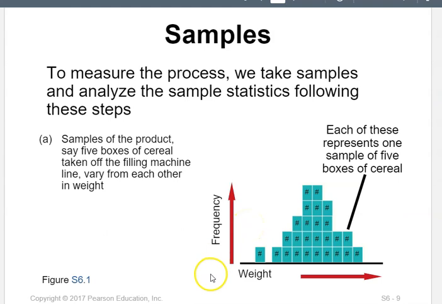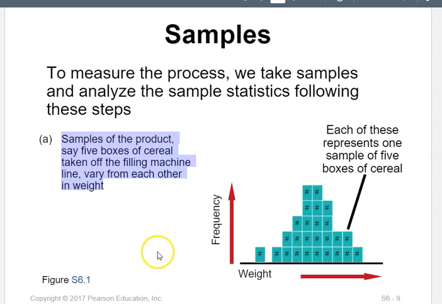So, to measure the process, we take samples, right, and analyze the sample statistics following these steps. Samples of the product, say 5 boxes of cereal taken off the filling machine line, vary from each other in weight. It's important for us because we don't want to overfill our boxes. We also don't want to have less than what is supposed to be in the box. As a result, we have to weigh them, right?